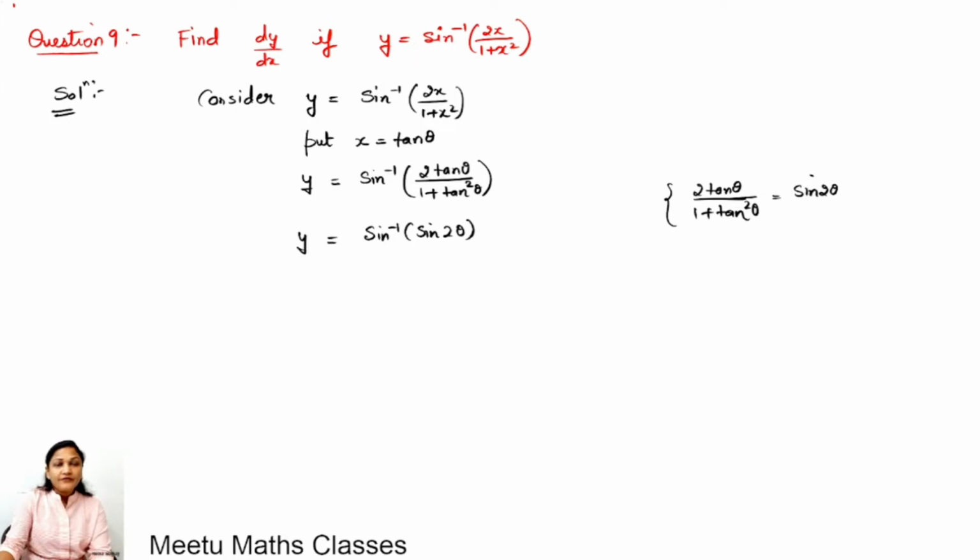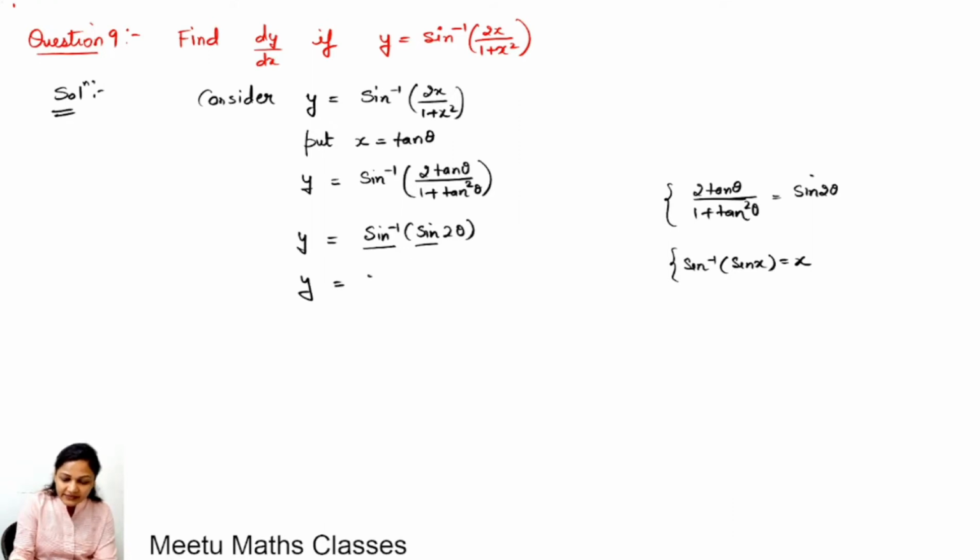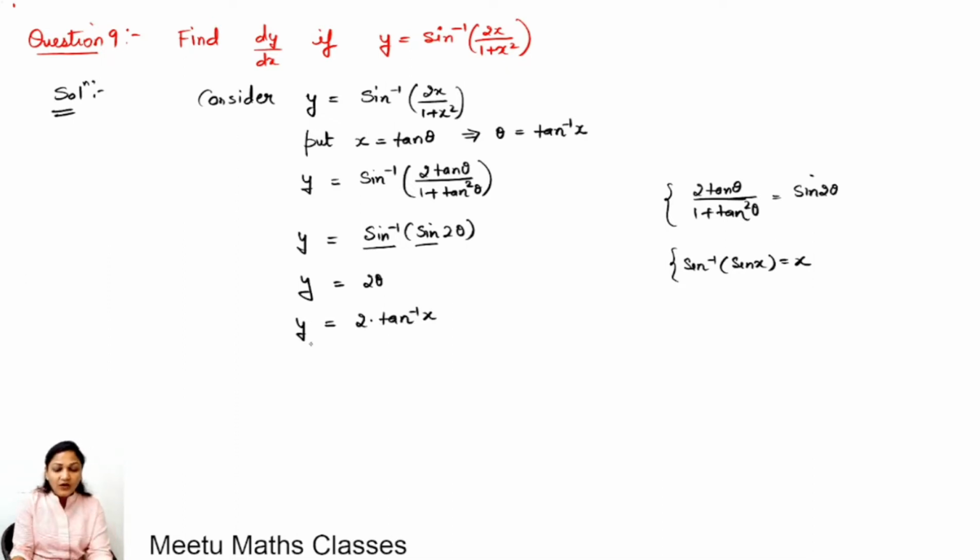Now we know that sine inverse of sine x is equals to x. So we can write this as 2 theta only. And now from here we can find the value of theta, that is tan inverse of x. So replace theta by tan inverse of x. Now our function, in simplified form, will become 2 tan inverse x.